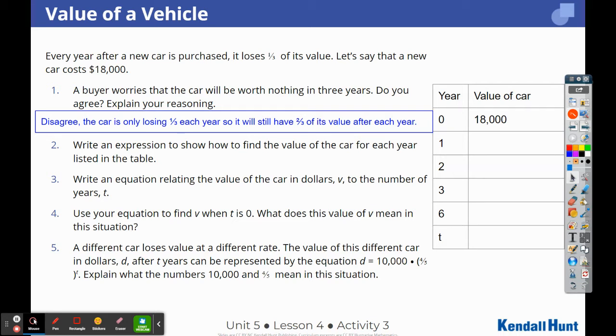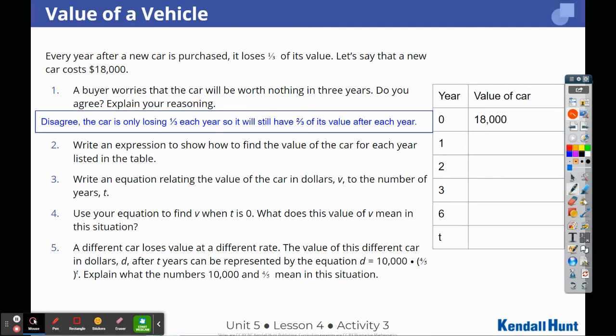Okay, so let's write an expression to find out the value of the car for each year listed in the table. So if we have $18,000 and we're losing a third of its value, I need to figure out what to multiply by. So if I'm losing a third, I'm going to take the whole and subtract the part, and that will give me 2/3. So the number that I'm going to multiply by is 2/3.